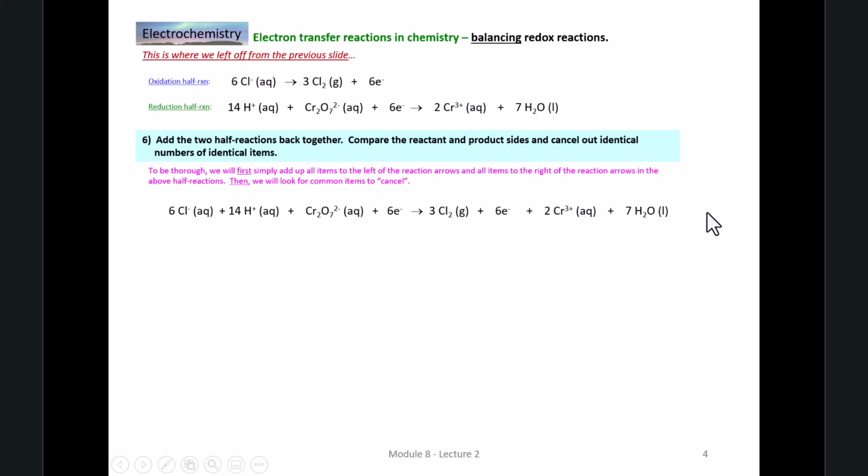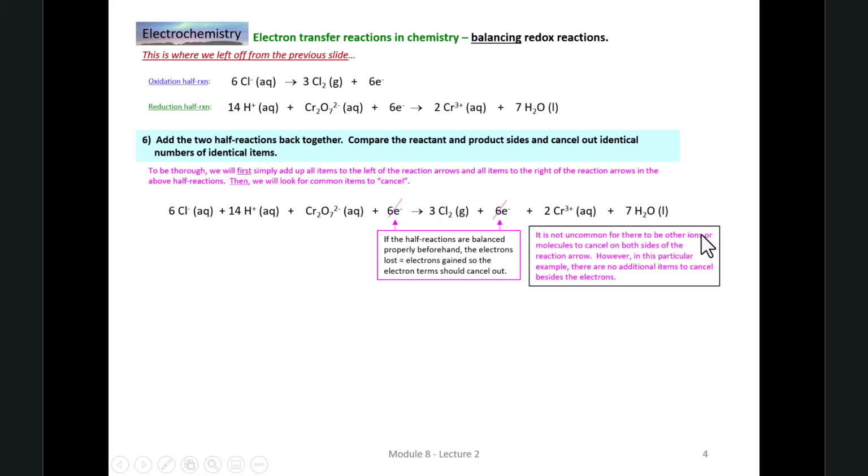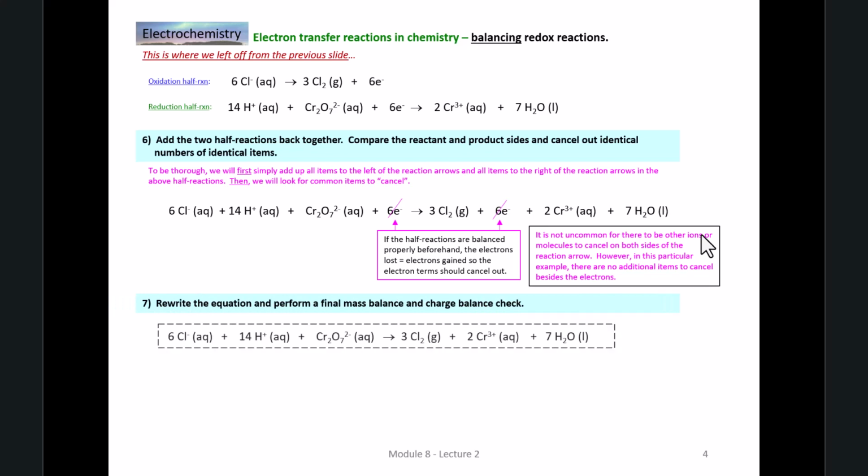We can now look for things to cancel, and you can see that there's 6 electrons on either side of the arrow, so we can cancel those out. And it wouldn't be uncommon to find some other things to cancel out. However, in this particular reaction, there are no additional items to cancel besides the electrons, so we can rewrite the equation and perform a final mass balance and charge balance check.